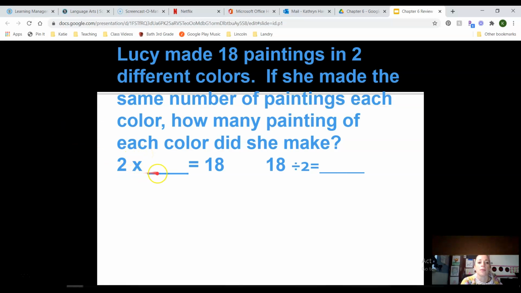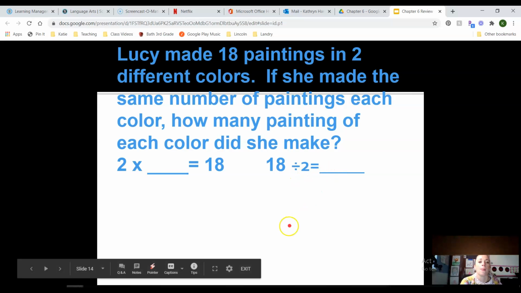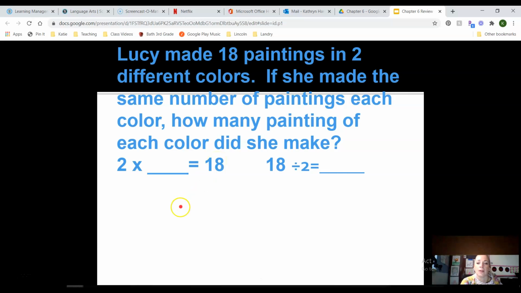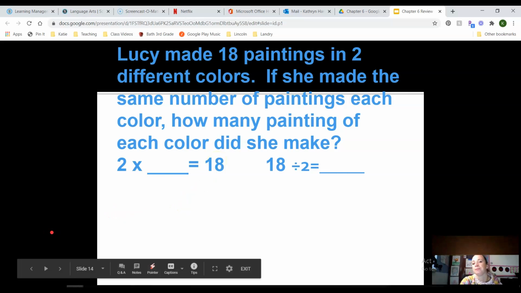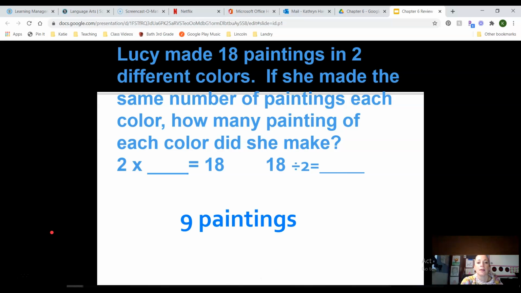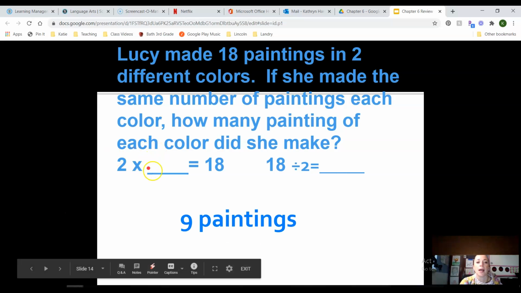Now in this problem, they want you to fill in the blank. 2 times what is 18? Or 18 divided by 2 is what? Count by 2s until you get to 18. How many fingers do you have up? The answer is 9. 2 times 9 is 18. And 18 divided by 2 is 9.